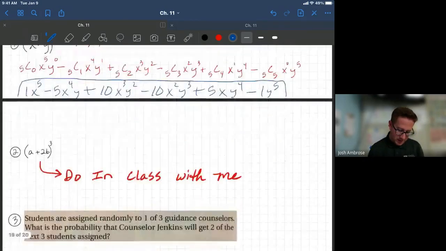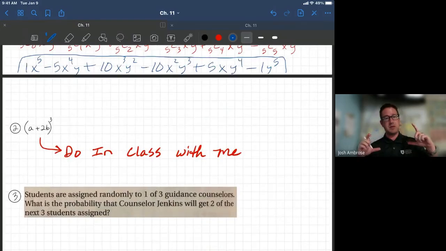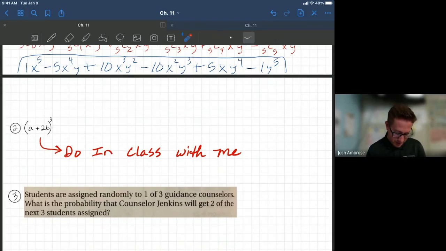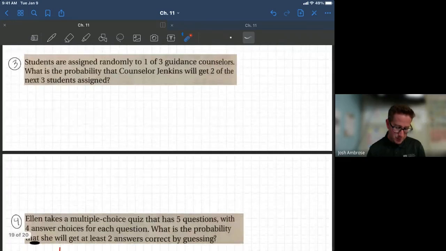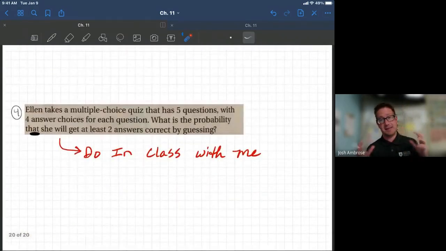All right. Now the next one we're going to do in class. That's parentheses a plus 2b, and it's all brought to the third power. So it's not too bad that it's to the third power, but this coefficient 2 will play a factor in that. Okay, so let's do number 3 together. This is a probability one. We're going to do number 4 in class together.